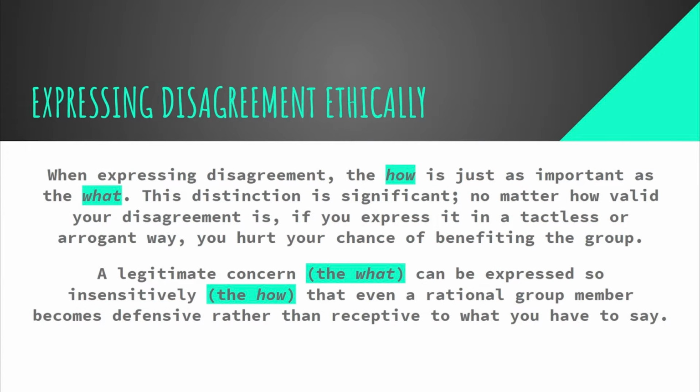Expressing disagreement ethically. When expressing disagreement, the how is just as important as the what. This distinction is significant, no matter how valid your disagreement is. If you express it in a tactless or arrogant way, you hurt your chance of benefiting the group. A legitimate concern, the what, can be expressed so insensitively, the how, that even a rational group member becomes defensive rather than receptive to what you have to say.